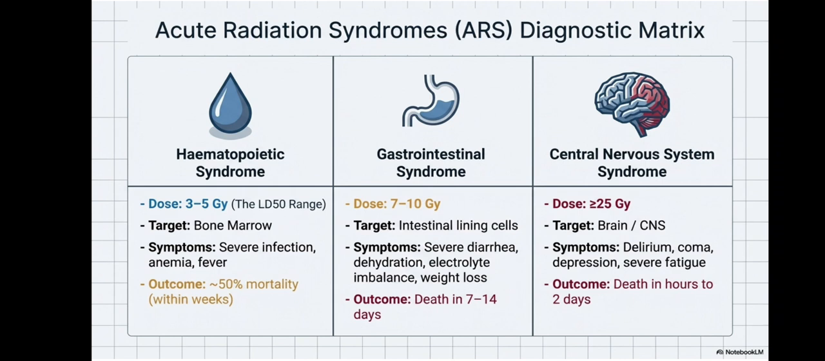Then central nervous system syndrome, or central nervous system damage, occurs at 25 gray or greater, which damages the brain and central nervous system. Symptoms are delirium, coma, depression and severe fatigue. Outcome: death within hours or 2 days.